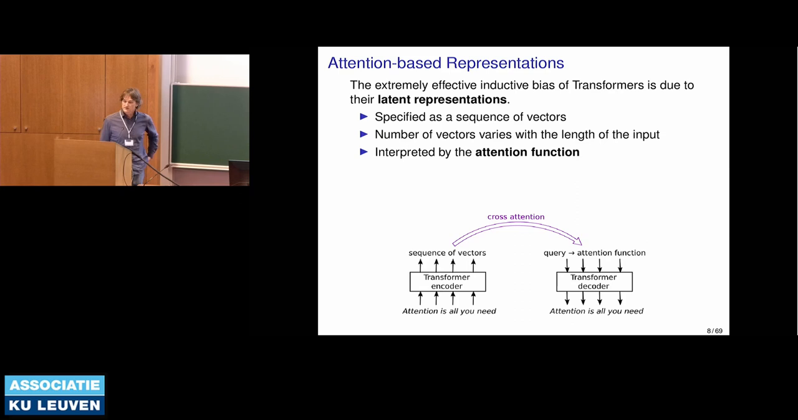We're assuming, first of all, that the inductive bias fundamentally has to do with the latent representations. Those are the sequences of vectors over which attention is being applied. As we talked about, it's a sequence of vectors, so it's more than one vector. The number of vectors can vary because it's the same as the number of tokens of the input text, and the text can vary in length. And those vectors are interpreted by the attention function. If it doesn't mean something to the attention function, then it doesn't mean anything.